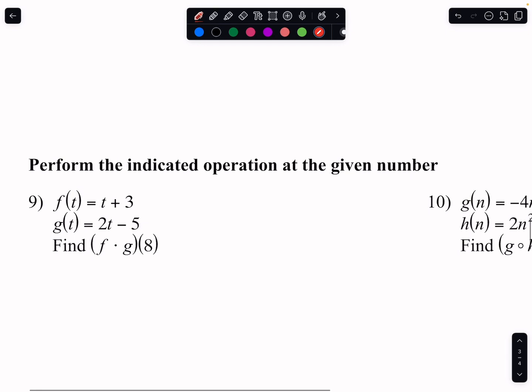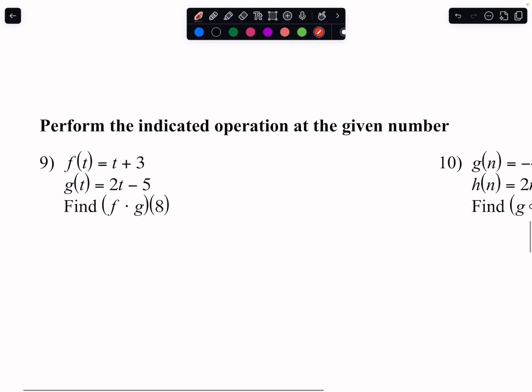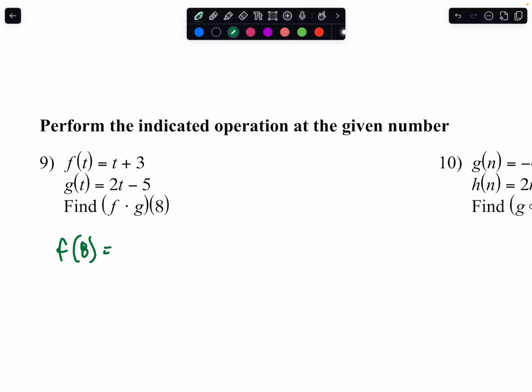Now we're going to actually see what happens when we plug in numbers. So we have f times g of 8. What that means is we need to plug in 8 to each function and then multiply the two answers together. So f of 8 is going to be equal to 8 plus 3. So I'm taking this number and I'm plugging it in there, and I'm going to plug it in there. So that's the first one.